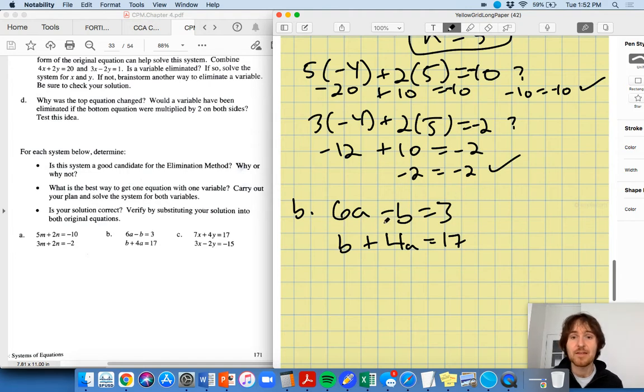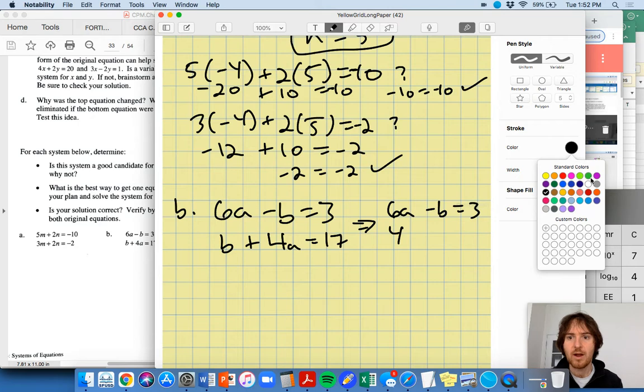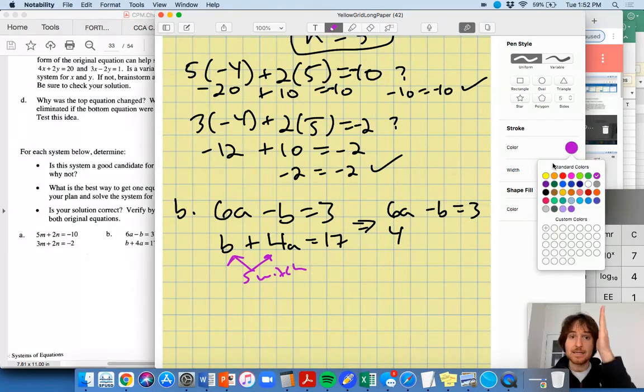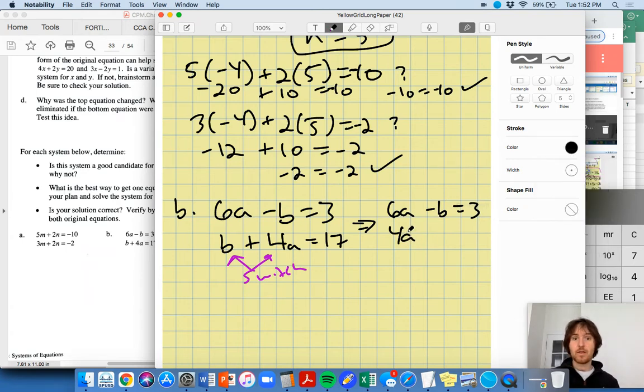I can actually just add them together. Look, I could actually maybe rewrite this to make it a little bit more clear. 6A minus B is equal to 3. And I can do this. I can change these. This is something called the commutative property of addition, where if you're just adding things, order doesn't matter, right? Order doesn't matter, okay? I can switch these, and that's going to align my A terms above one another and my B terms above one another. So I'm going to add plus B. And there's going to be 17 there.